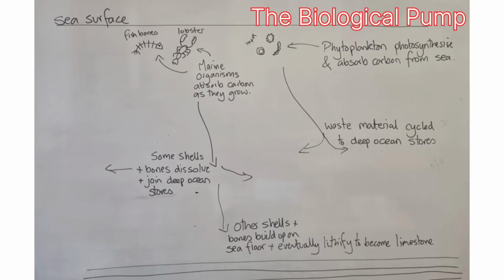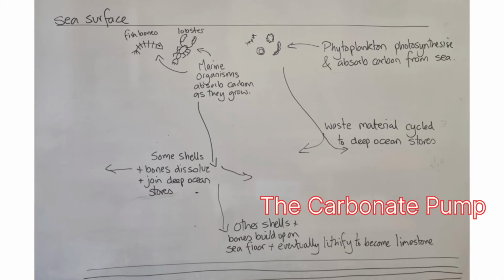Okay, so let's now look at the biological pump. Now this involves the dissolved carbon, which we just explained via the physical pump, being absorbed into the oceanic biosphere, which is one, the phytoplankton, which photosynthesize and absorb the carbon that way into the ocean, or secondly, the animals like the fish bones and the lobster shells. So via this system, the carbon continues to be sequestered, or locked away, for a period of time in the ocean.